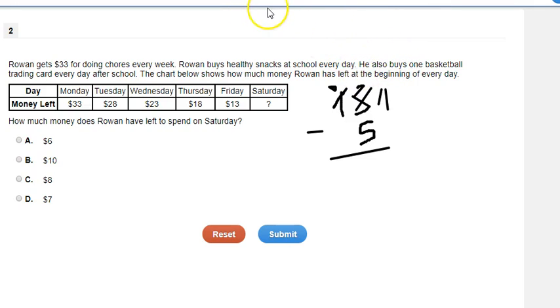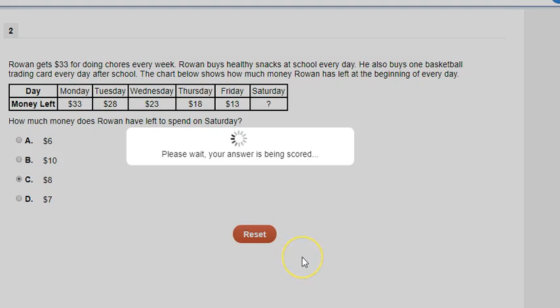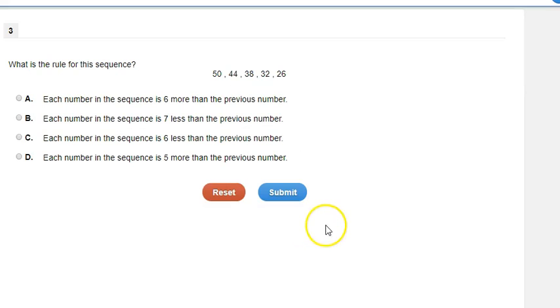Okay, let's change my thing is really messing up. Okay, this is 13. 13 minus 5 is 8. So Rowan would have $8 left on Saturday. And we'll submit. Great job.